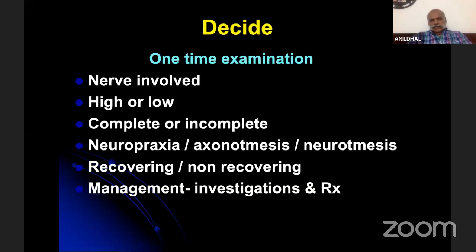So the detective work which the postgraduate student is supposed to do is ultimately leading to the fact that at the end of the examination, when he is presenting the case, he has to have a clear-cut decision on what is the nerve which is involved. Is it a high or a low nerve injury? Is it complete or incomplete? In Seddon's classification, where does it fit in?